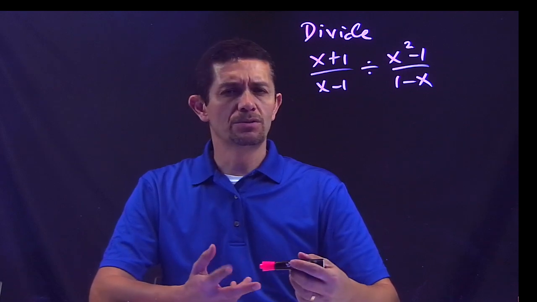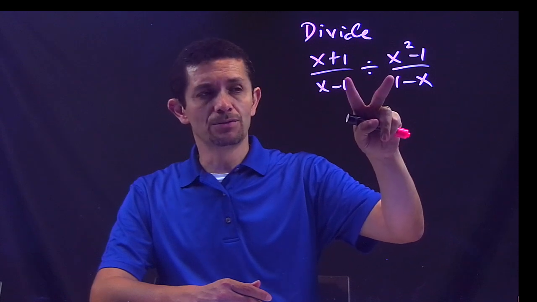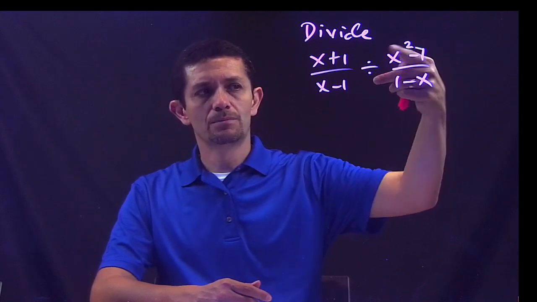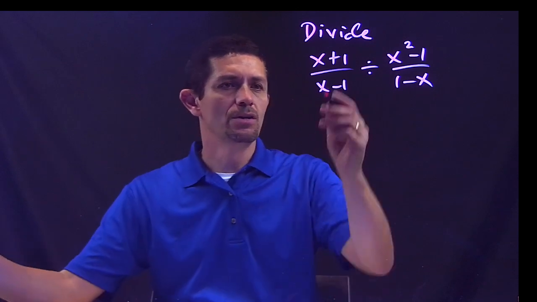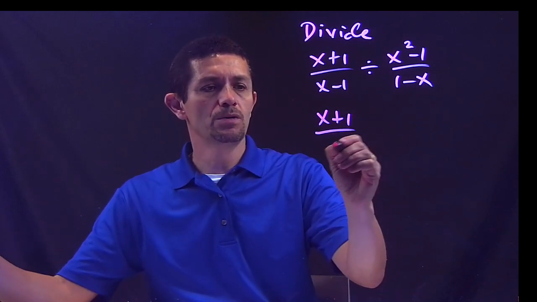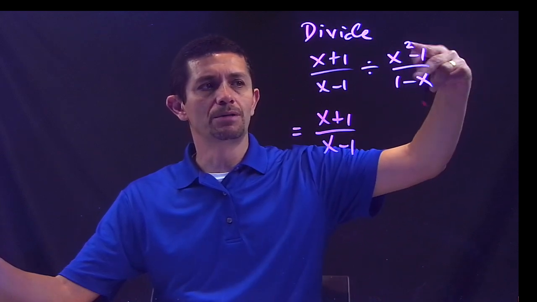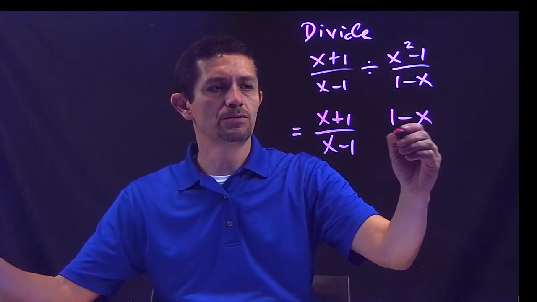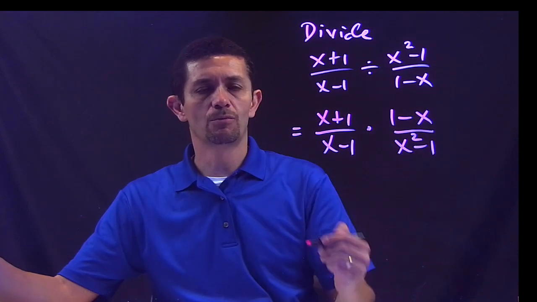Okay, so there's a couple of ways to start this. One way is, because I'm dividing two fractions, I want to flip the second fraction and turn that into multiplication so it goes easier. So (x plus 1) over (x minus 1), and instead of dividing, I'm going to flip this fraction: (1 minus x) over (x squared minus 1), and now instead of division, I'm going to be multiplying.